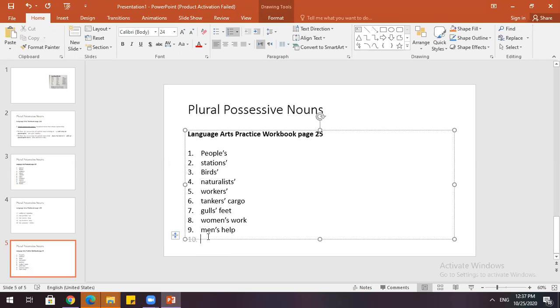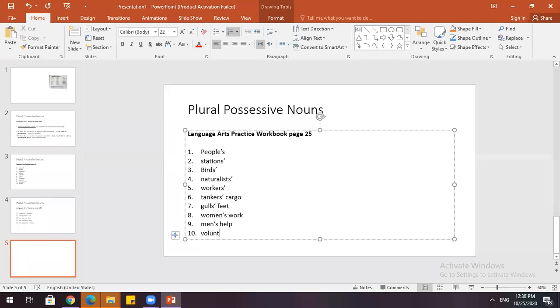Volunteers, vans of the van. Volunteers' vans. So the vans that belong to the volunteers. Okay, where should we add? What should we add? Add the apostrophe after S. Okay, and vans. Very good.